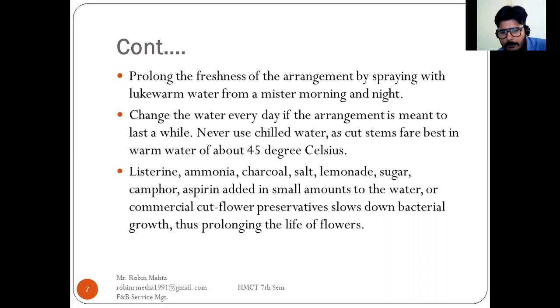Slow down the bacterial effect, because bacteria and insects always attack fresh cut flowers, whether in the garden or after cutting. By doing this, we avoid the bacterial growth, and the life of that flower again increases. Clear? Any doubt in this?